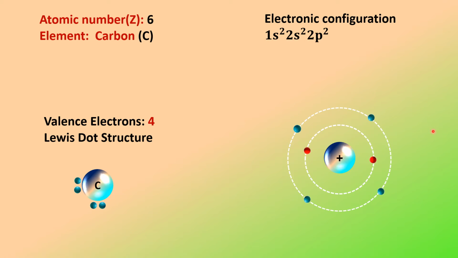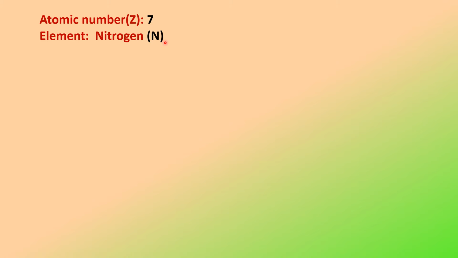The next element is nitrogen. The seventh element is nitrogen. So nitrogen atomic number is 7. Its symbol is N. The electronic configuration for nitrogen is 1s2, 2s2, 2p3. Here first shell contains 2 electrons and second shell contains 2 plus 3, 5 electrons.